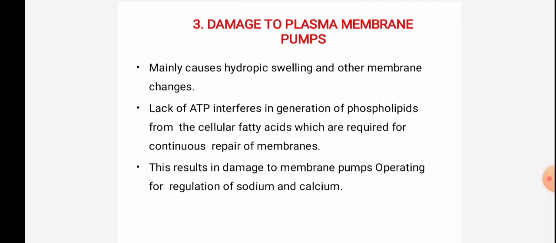Third point is damage to plasma membrane pumps, mainly causing hydropic swelling and other membrane changes. The lack of ATP generation interferes with the generation of phospholipids from the cellular fatty acids, which are required for continuous repair of membranes. For the continuous repair of cell membranes, we require phospholipids. The lack of ATP interferes with phospholipid generation, so repair of membranes is reduced. This results in damage to membrane pumps operating for the regulation of sodium and calcium.